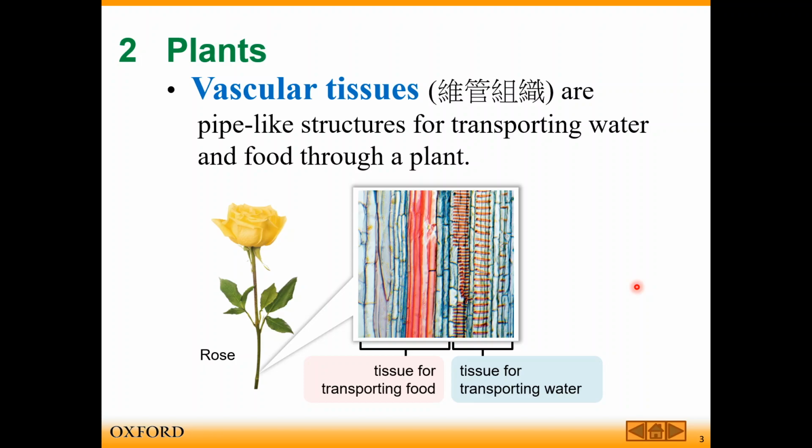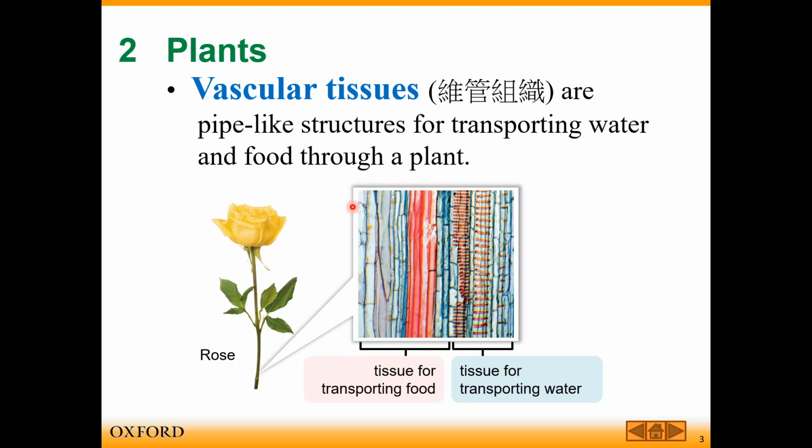So if you look in more detail at the vascular tissues in the microscope, here is the stem of vascular tissues. If we magnify it in the microscope, you can see the vascular tissues. The vascular tissues are pipe-like structures for transporting water and food through a plant. If you magnify the stem here, you can see this part is for transporting water. You will learn this in the senior forms, for example form 4 and form 5 in biology.